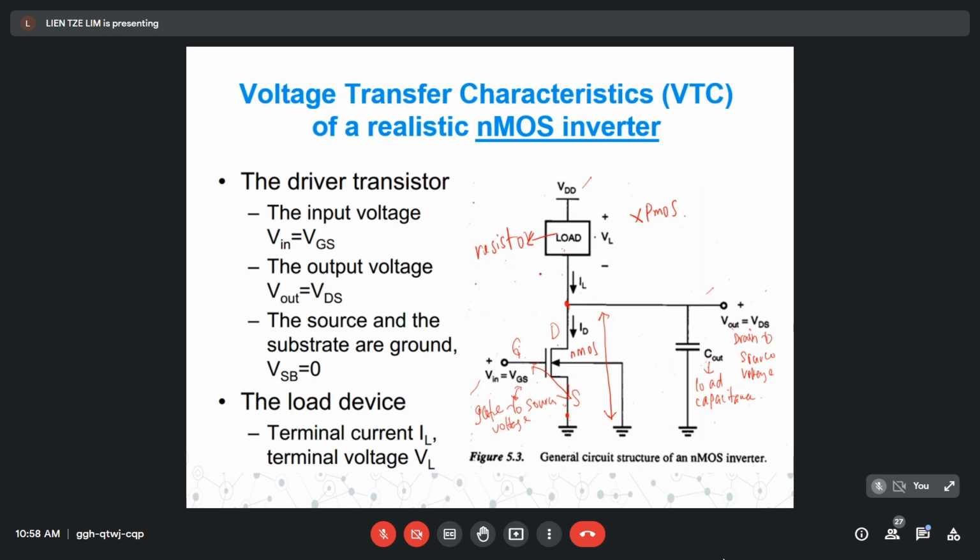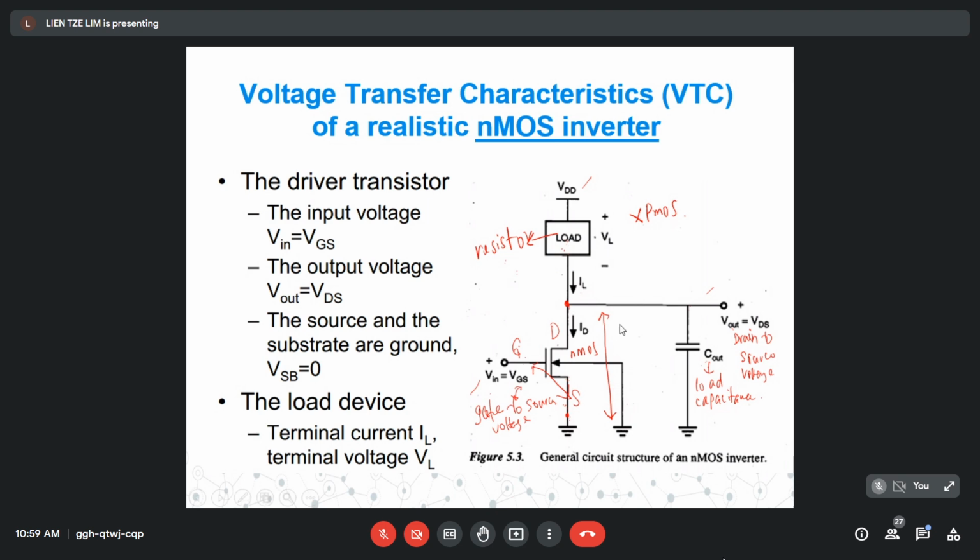When there is a resistor here, of course there is power dissipation, and depending on the input voltage to the NMOS, the amount of current flow will be different. Later I will talk about the operation of this circuit. Now this circuit is to show you which one is the input voltage and which one is the output voltage.